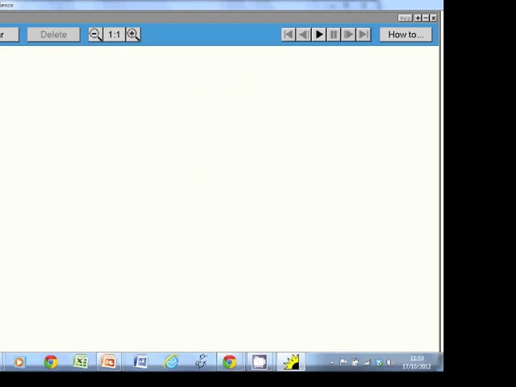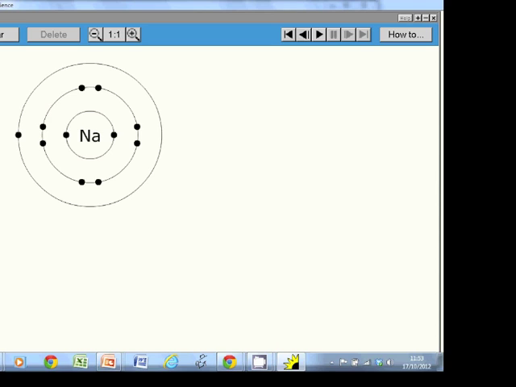Let's look at sodium. Sodium is in the same group as lithium. It's atomic number 11, and you can see it's got 2 in the first shell, 8 in the second shell, that's 10. Those first 2 shells are full, so the 11th electron goes into the third shell. Just like lithium, 1 electron in its outer shell that it would like to lose.